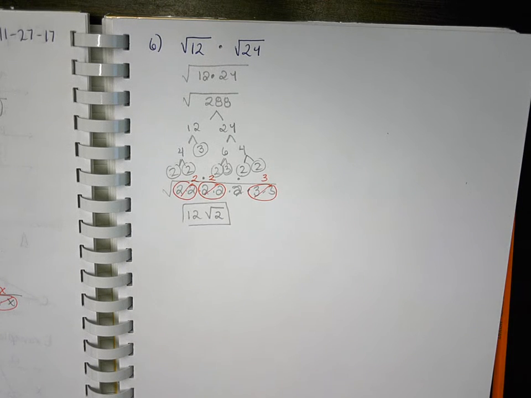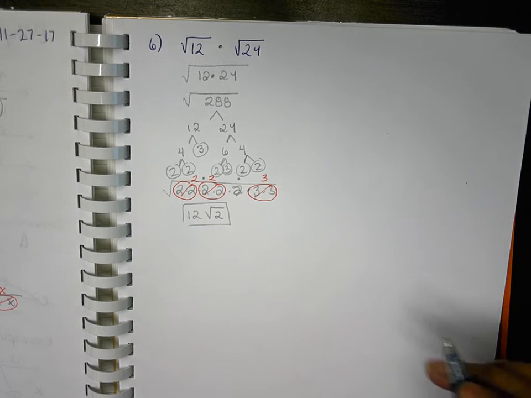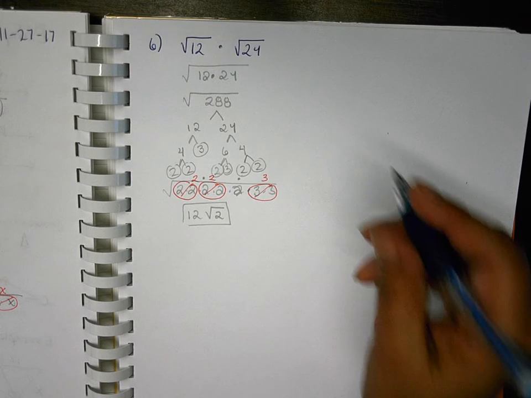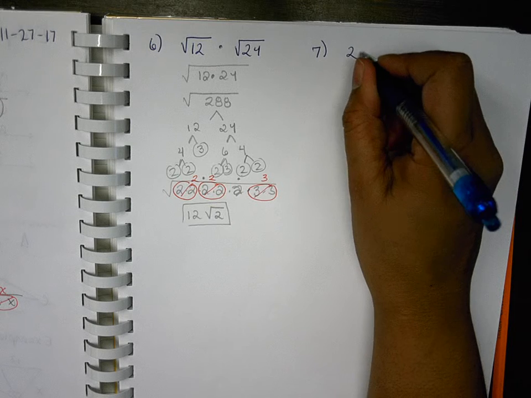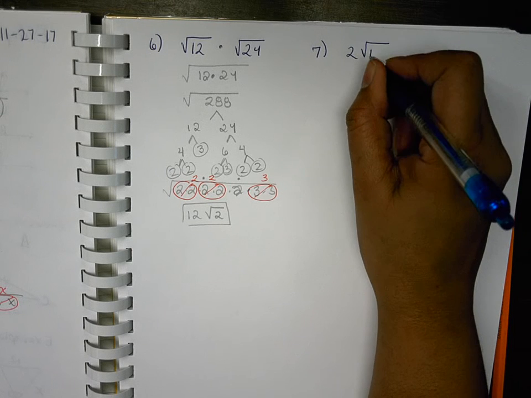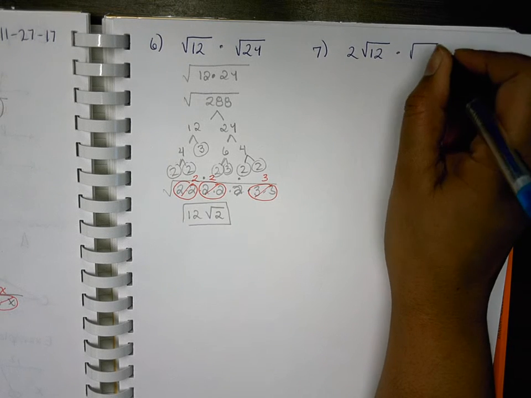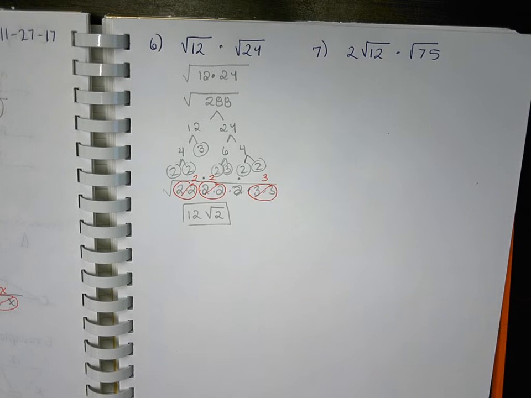Anybody get that on their own before I did? I think you had it already done. Good job. All right. Number 7. 2 root 12 times root 75.